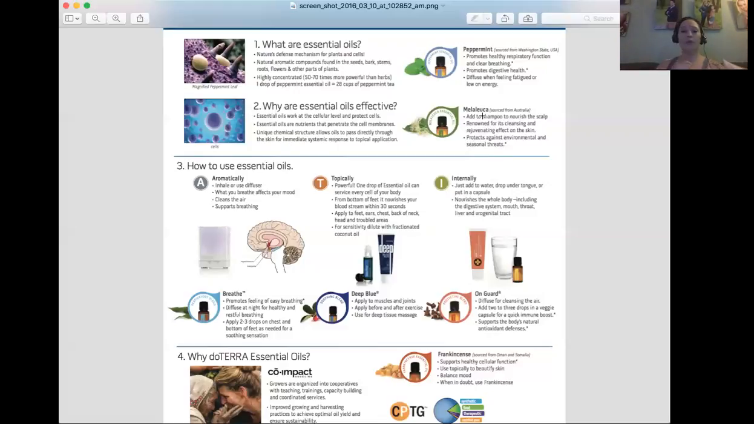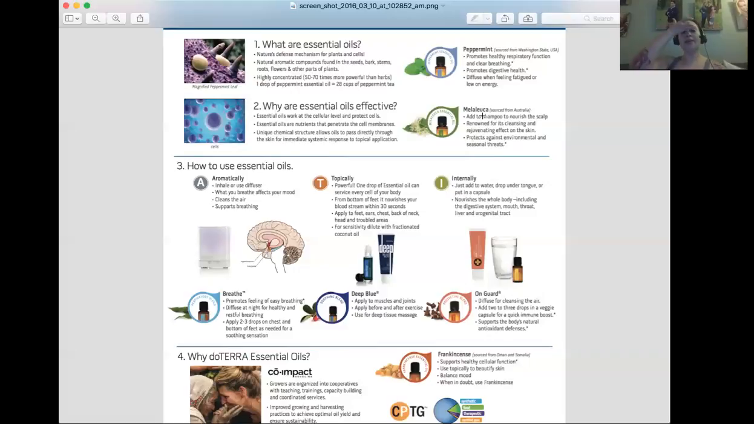And their unique chemical structure allows oils to pass directly through the skin and immediately cause a systemic response to the topical application. So what that means is essential oils penetrate through our skin within 30 seconds. So you're actually helping your body and they get to your cells within such a quick amount of time to address your body and support the needs that your body has within 30 seconds. That doesn't mean that you'll have immediate relief, but it means that it's starting to go to work.